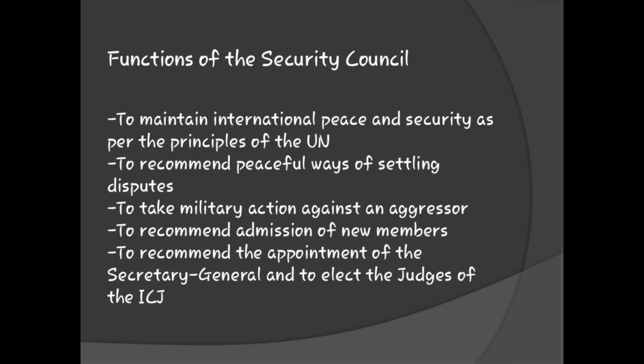Now, to recommend admission of new members. So, the Security Council recommends that these members can be admitted. To whom will they recommend? They will recommend to the General Assembly, because the General Assembly is the one who elects non-permanent members of the Economic and Social Council and the Trusteeship Council. So, the Security Council takes into consideration the members and then recommends about their admission. New members who are to be admitted, their recommendation is put up by the Security Council.